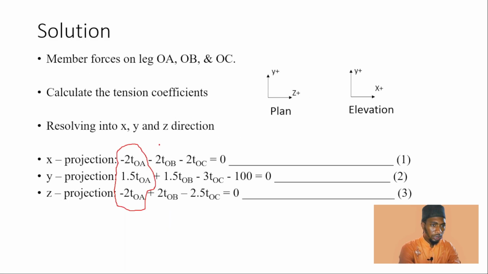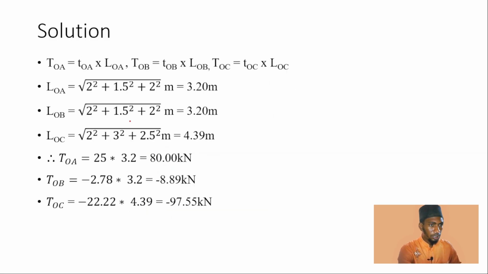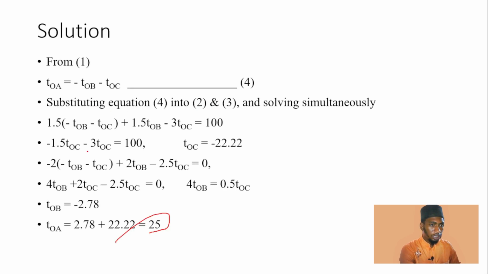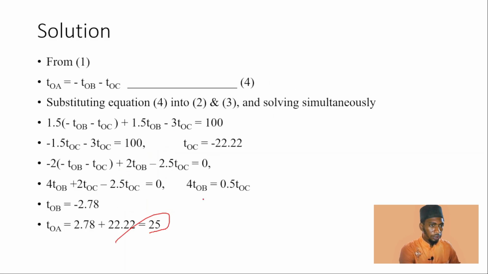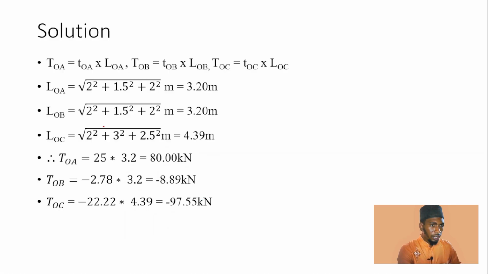The same thing for the second one. Let's go back, because this one and this one are similar. You see we have 2, 1.5 and 2, which is similar to what we have here. So just substitute again and determine your 3.20 meters. Then the last one, which is the LOC, where we have OC. This is 2, this is 3, this is 2.5. So substituting this here, we have 2 squared, 3 squared and 2.5 squared. Then the square root of the sum, I have 4.39.